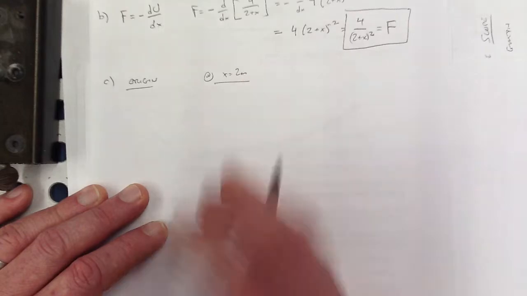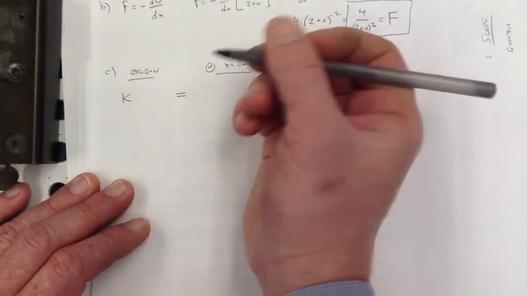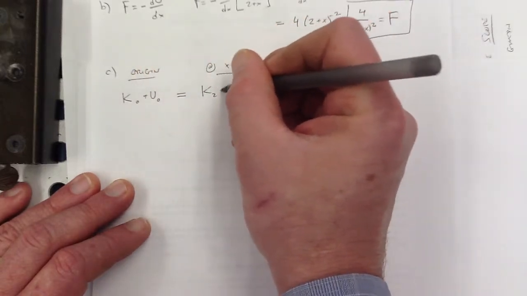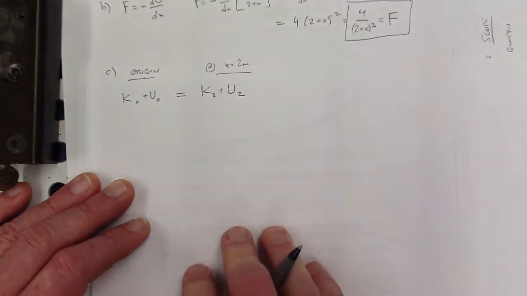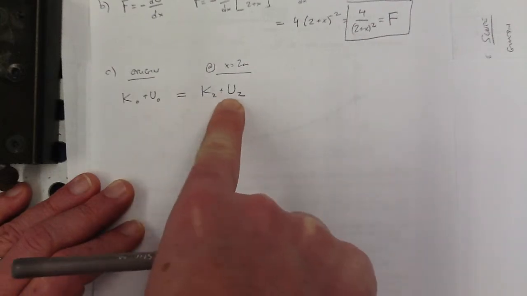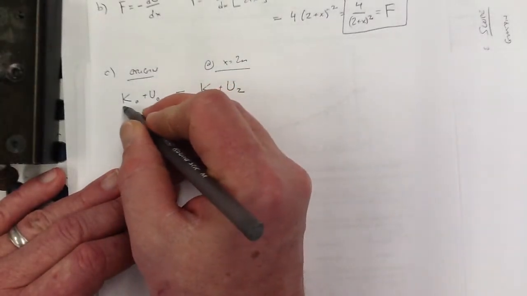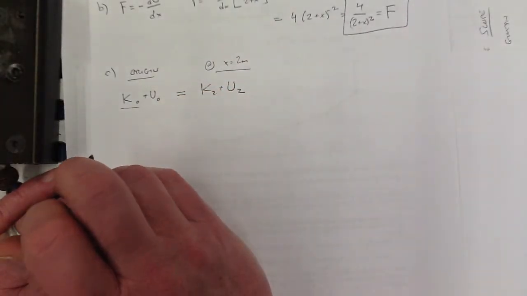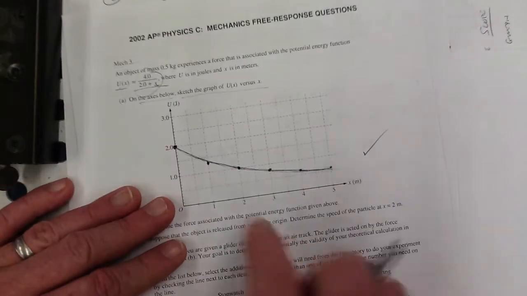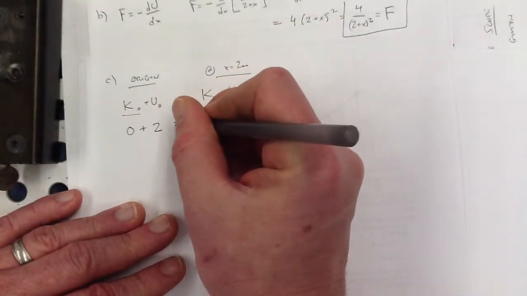So at the origin, how about if we just write this equation first? Kinetic energy plus potential energy at the origin has to equal kinetic energy plus potential energy at position 2, because mechanical energy is conserved. So I think they told us that it's being released from rest, so that's 0, plus the potential energy at 0 is 2. So the total mechanical energy is 2.